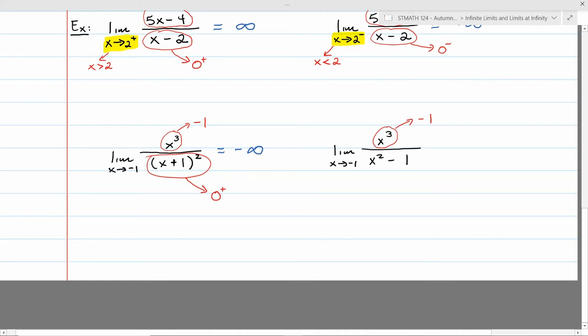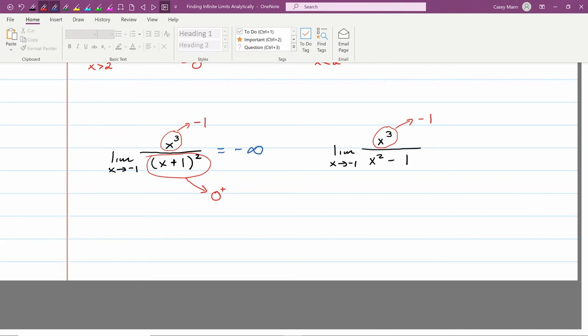What's happening with the denominator? Well, there, I think we need to be a bit more careful and think about one-sided things. Because if I would put in something like negative 0.9, well, I was thinking about a right-hand limit, I think I'd be getting a negative output in the bottom. But if I would put in something to the left of negative 1, like negative 1.1, then I'm going to get something that's positive. So on this one, let's be a little bit careful.